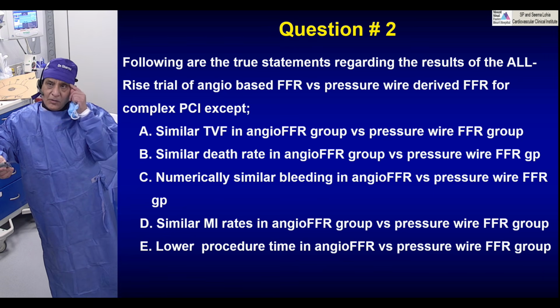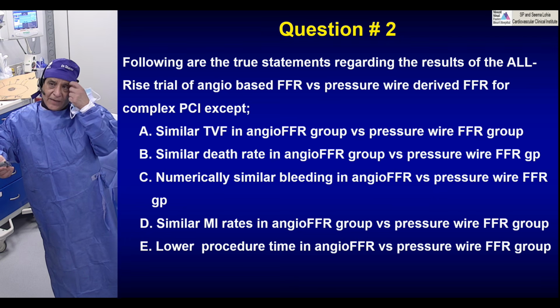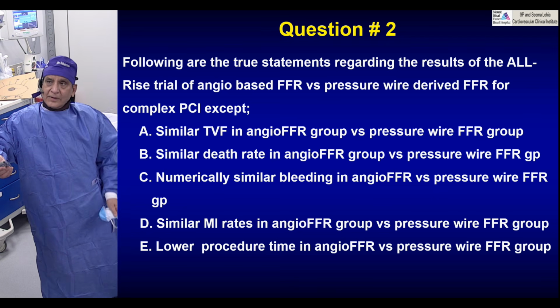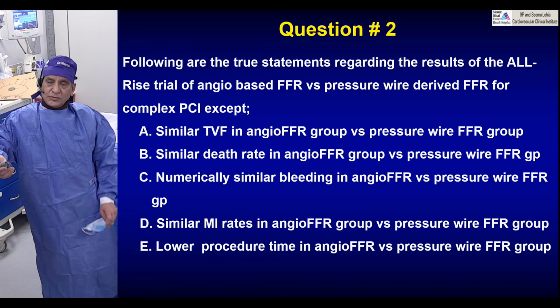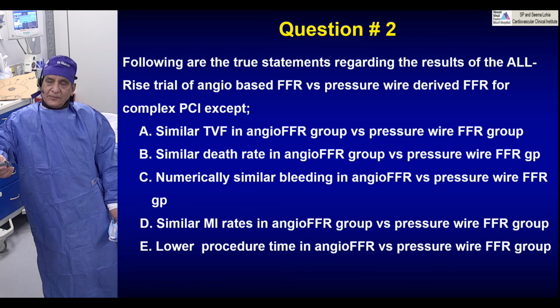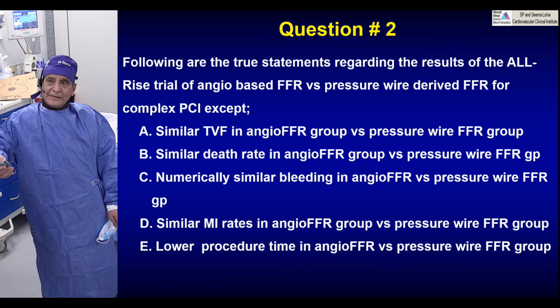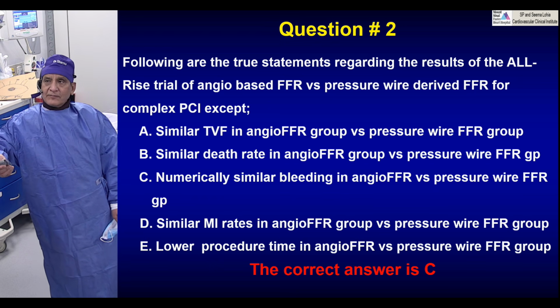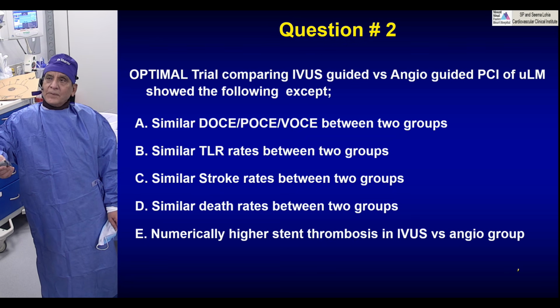Clearly, the not numerically similar bleeding was much higher, 0.2 versus 0.9% of the major bleeding in favor of the angio FFR, and I do not understand the mechanism for it. Although the procedure time was lower in the angio FFR, maybe that has something to do with it. But overall, there was numerically one-third lower major bleeding in the angio FFR versus pressure wire FFR. Lastly, the OPTIMAL trial comparing IVUS guided versus angio guided PCI of the left main.